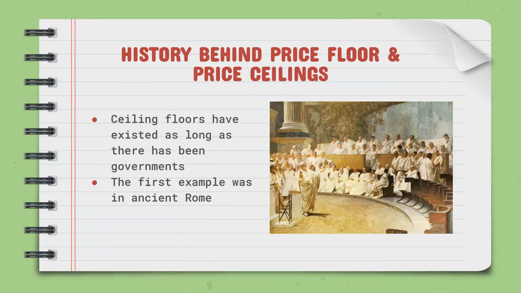Going to the history behind price floors and price ceilings, they basically exist as long as there have been functioning governments. The first example of this was in ancient Rome in the 3rd century AD, when they started putting price controls on food, clothing, and transportation. Going into more modern history, it has been more widespread during the 20th century, especially during economic recessions and war times.